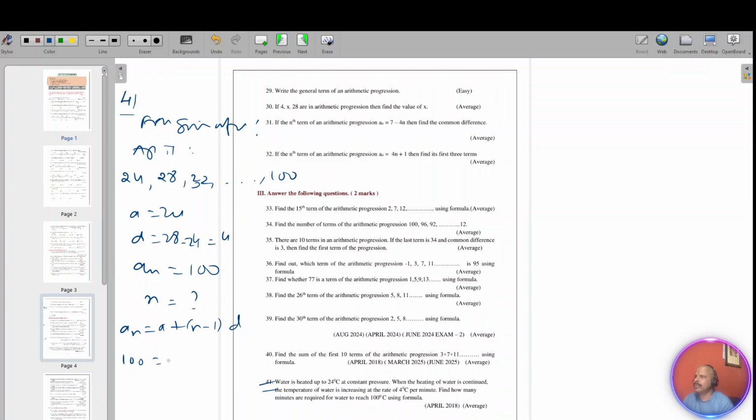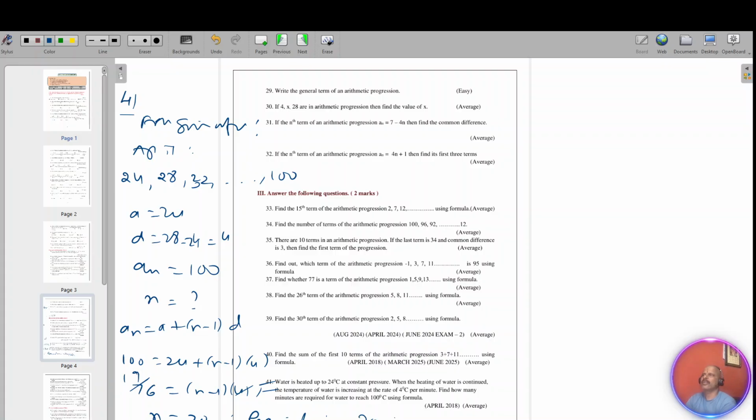AN is 100, which is equal to A, which is 24, plus N minus 1 into D, which is 4. When you transpose 24, minus 24, this becomes 76 is equal to N minus 1 into 4. 4 1s are 4, 4 19s are 76, so N is equal to 20. Therefore, required minutes equal to 20 minutes to reach water to 100 degrees Celsius.